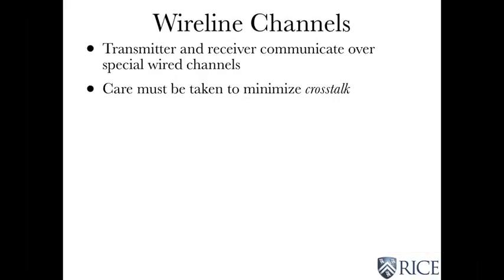The wireline channel has a dedicated piece of wire connecting them. That's the idea. There could be more than one transmitter and one receiver on a given piece of wire. That turns out to be the way Ethernet works. We're not going to talk much about that, but basically that is also a wireline channel. In designing a wireline channel, Maxwell's equations come into the act again because you have to minimize what's called crosstalk.